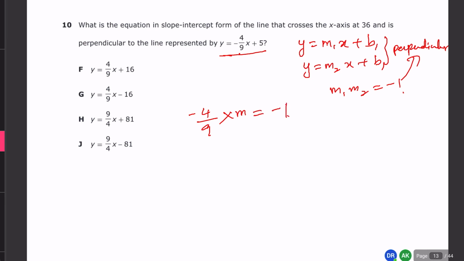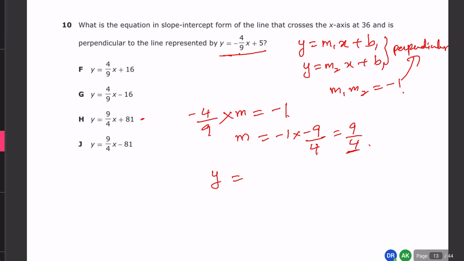So now we have to find out what is the slope of this. So m is equal to, if you multiply on both sides by -9/4, what do you get here? You will get -1 into -9/4. So therefore this becomes 9/4. So the line which is perpendicular to the given line has a slope of 9/4. That is, y is equal to, it should start with 9/4.